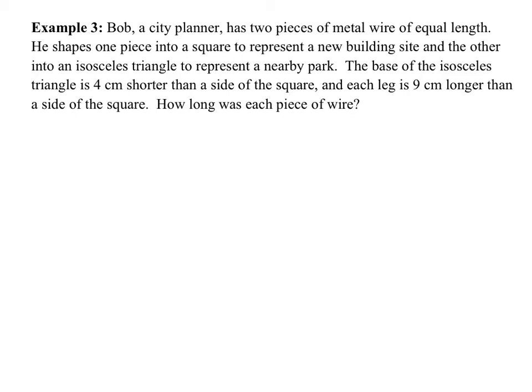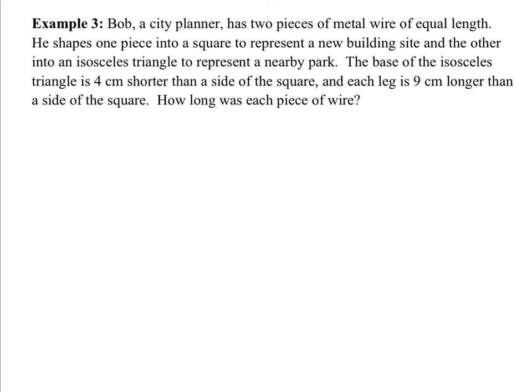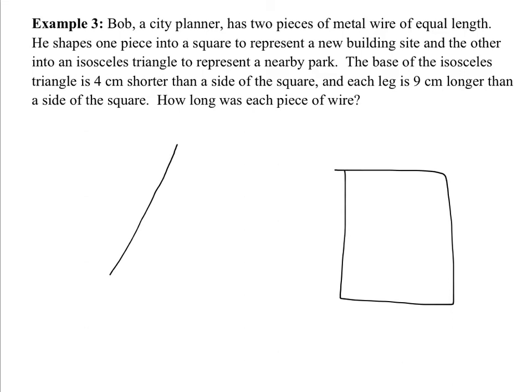How would I label these sides that would help me in this problem? What would be a good setup based on what I know about the problem? Kelly, go ahead. Basically, like the last isosceles triangle would be both s plus 9, the other one would be s plus 9. Why? Because the legs of the triangle are 9 centimeters longer than the side of the square.